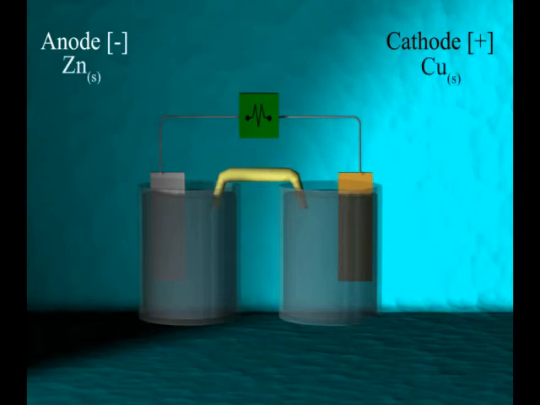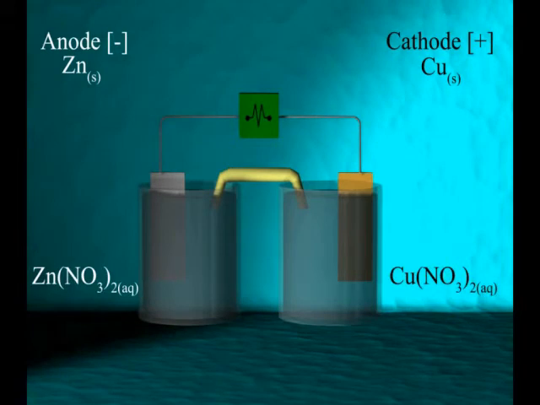The anode in this cell is made of zinc, whereas the cathode is made of copper. Because the copper has greater electron affinity, the freed electrons flow to it rather than the zinc. The plate of zinc is immersed in a solution of zinc nitrate, and the copper plate is in copper nitrate. When the circuit is closed, the reaction begins.